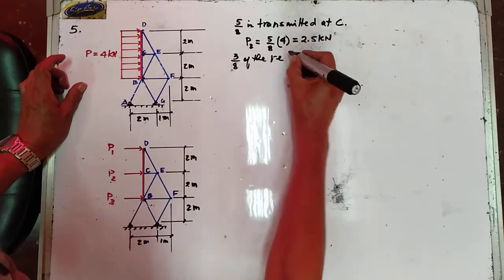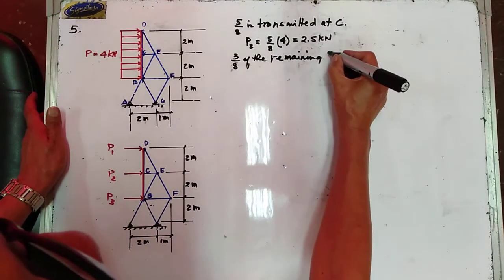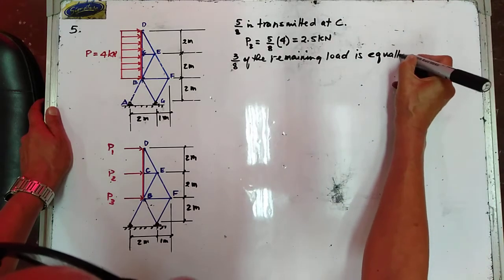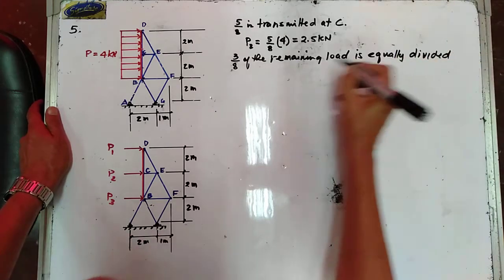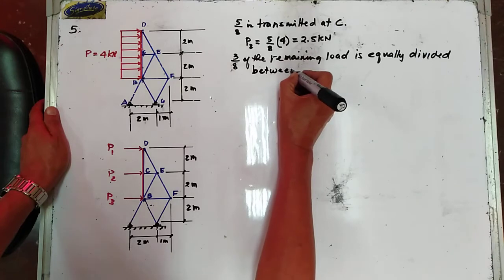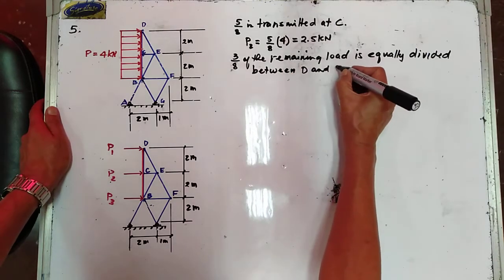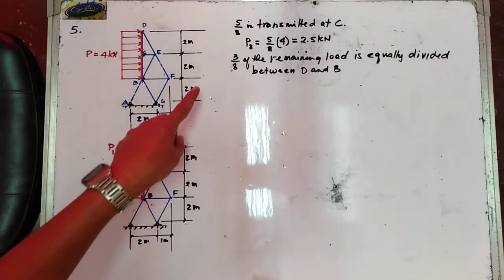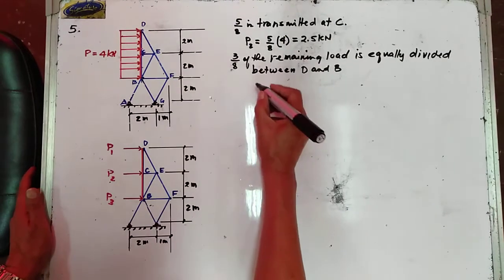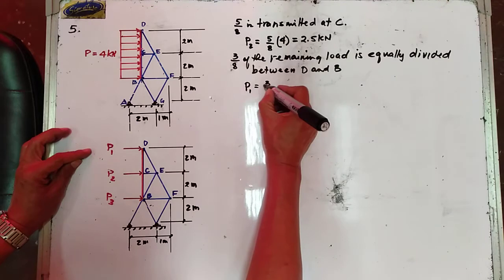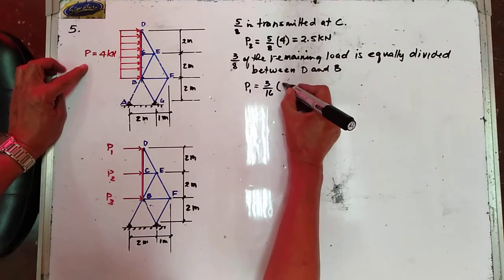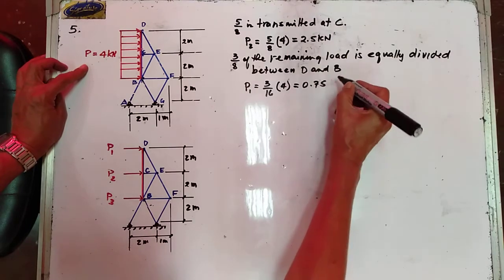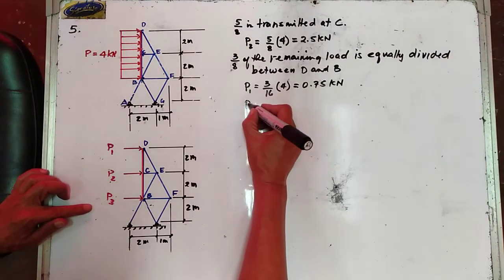3/8 of the remaining load is equally divided between D and B. So we now have 3/8 of the remaining load equally divided between A and D. So 3/8 over 2 is 3/16. So for P1, that is now 3/16 of 4, and that one is equal to 0.75 kilonewton.